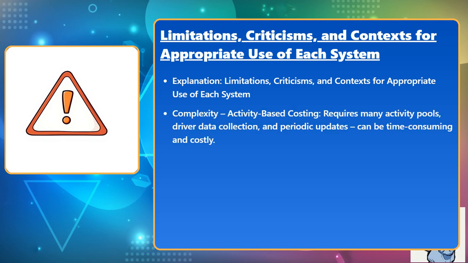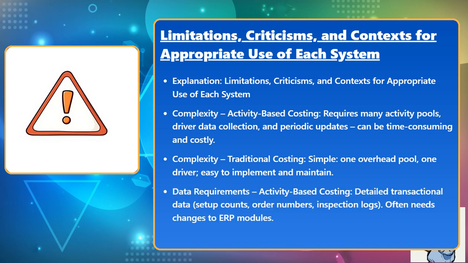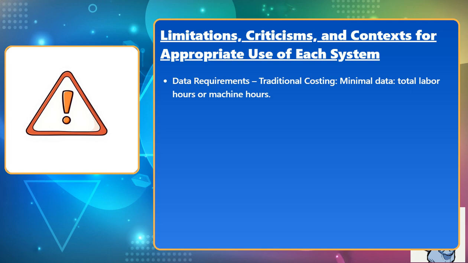Complexity, activity-based costing requires many activity pools, driver data collection, and periodic updates; it can be time-consuming and costly. Complexity, traditional costing: simple, one overhead pool, one driver, easy to implement and maintain. Data requirements, activity-based costing: detailed transactional data, setup counts, order numbers, inspection logs, often needs changes to ERP modules. Data requirements, traditional costing: minimal data, total labor hours or machine hours.